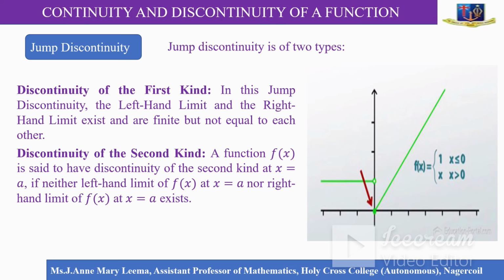A function f of x is said to have discontinuity of the second kind at x is equal to a if neither the left hand limit of f of x at x is equal to a nor the right hand limit of f of x at x is equal to a exist. In this figure, the function f of x is defined by f of x is equal to 1 when x is less than or equal to 0, x when x is strictly greater than 0. And the function jumps from the value 1 to the value x.